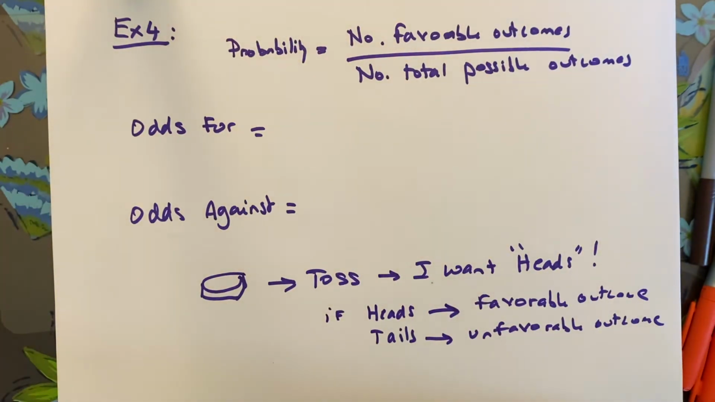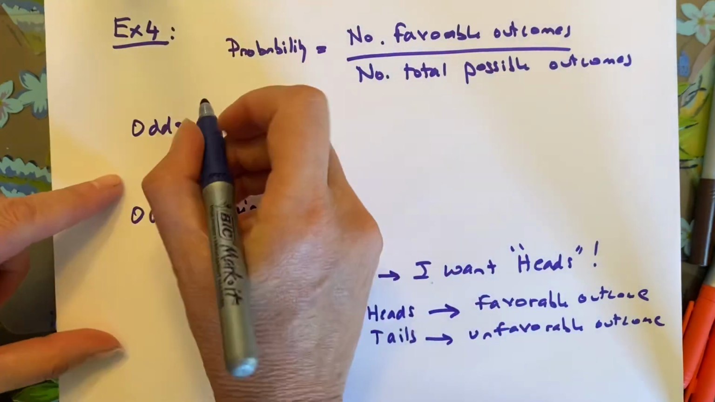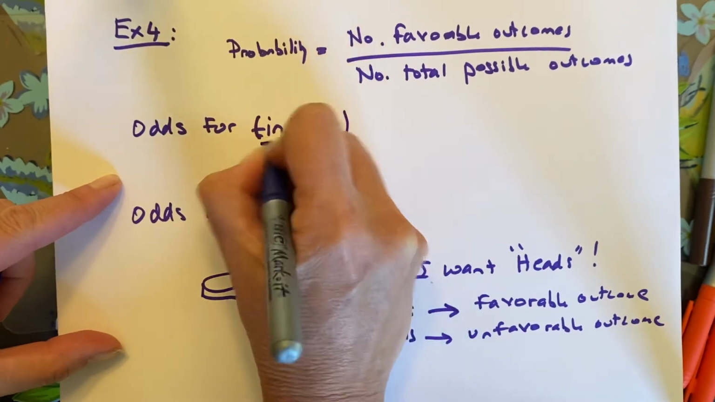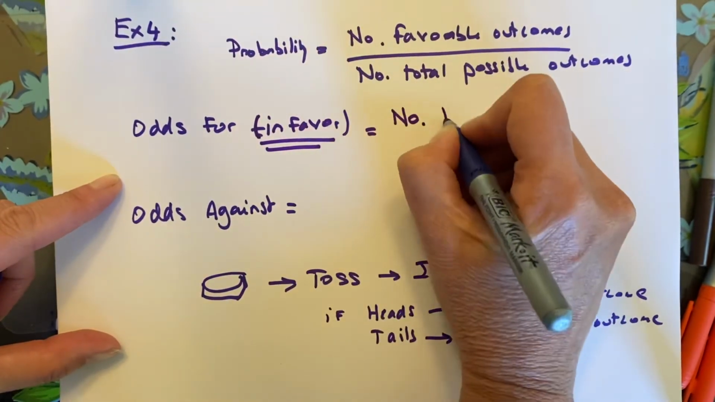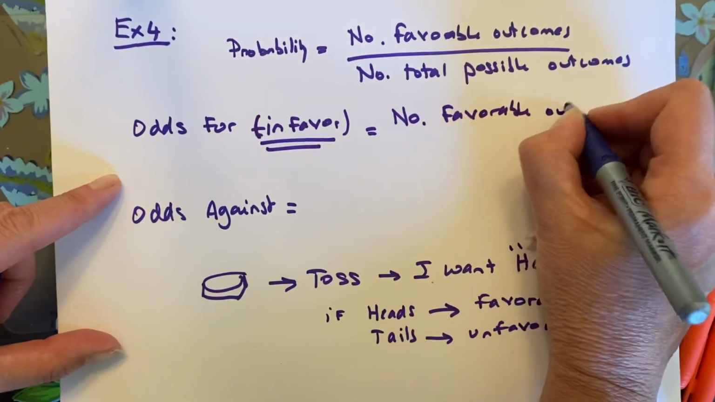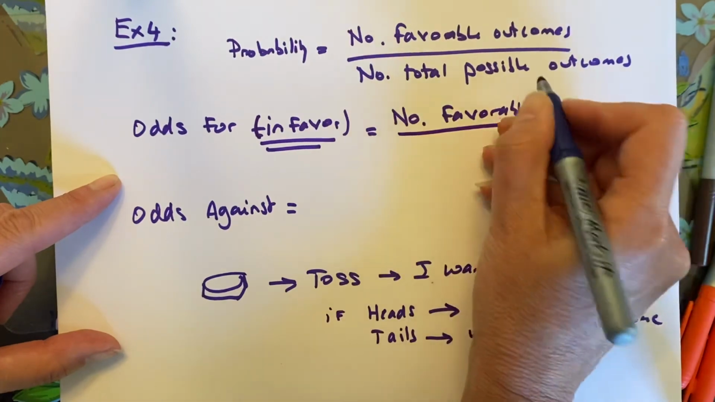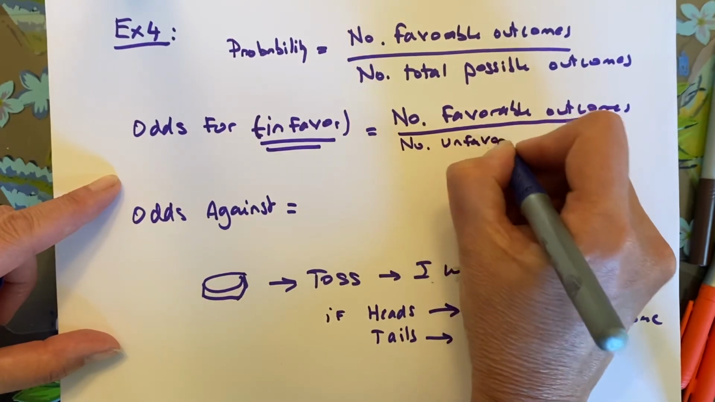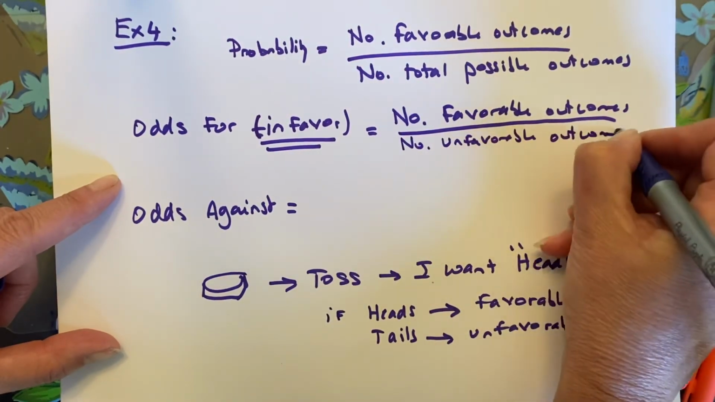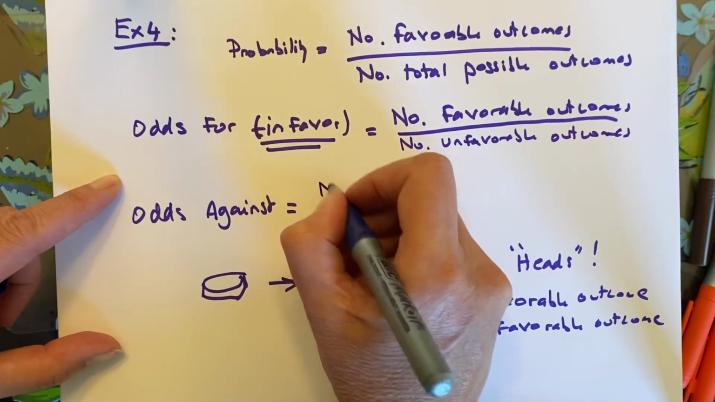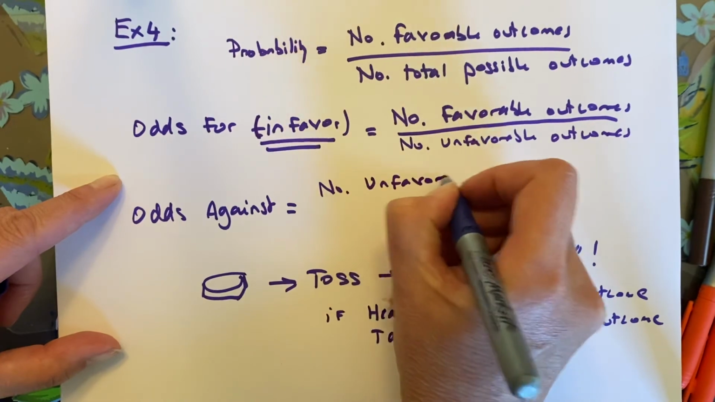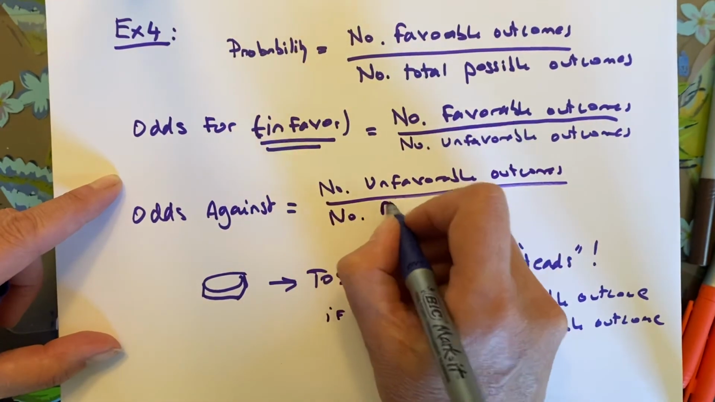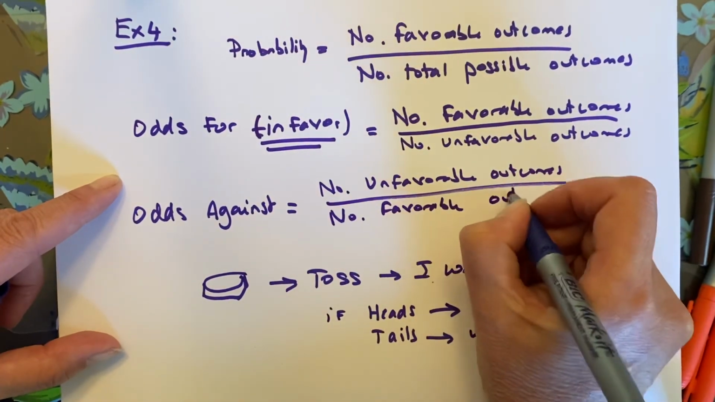So the odds for, or odds, I should say, the proper term is actually in favor. I'll write it correctly, in favor. Odds in favor is the number of favorable outcomes over not the total outcome, but the number of unfavorable. And the odds against is the reverse. It's the number of unfavorable outcomes over the number of favorable outcomes.